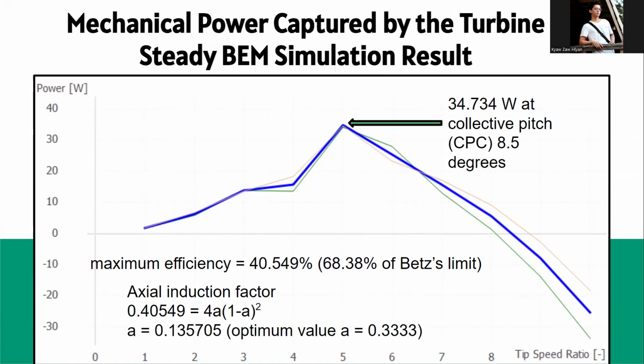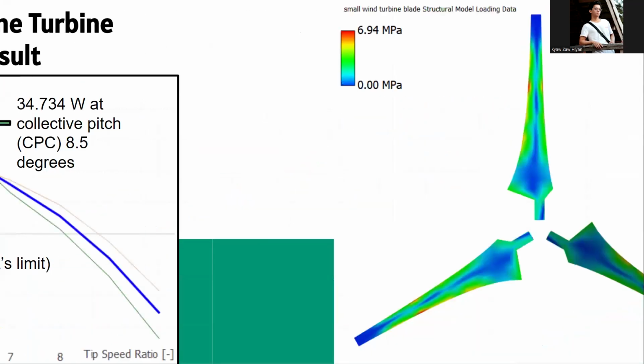For further technical review, we see that the axial induction factor we got is 0.1357, while the optimum value is around one third, 0.33, etc. So based on this result, we can say that our wind turbine is quite efficient compared to the market today.